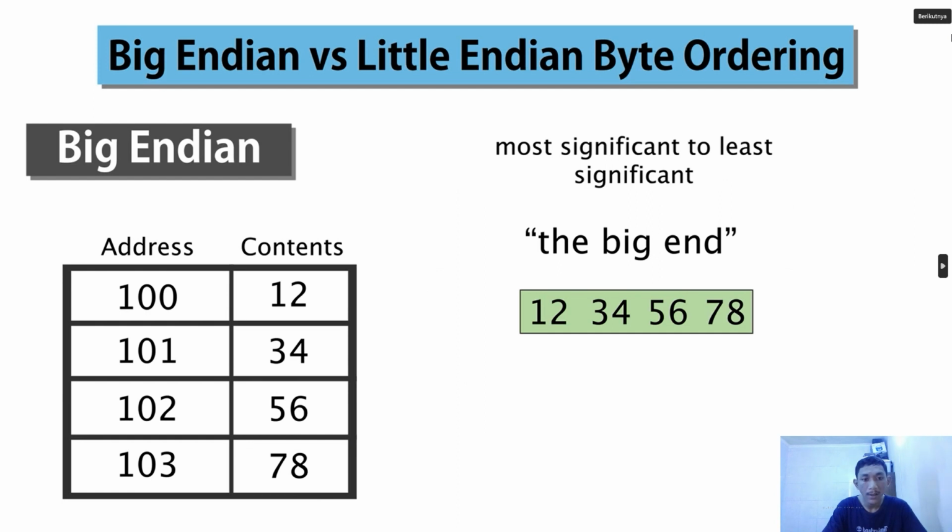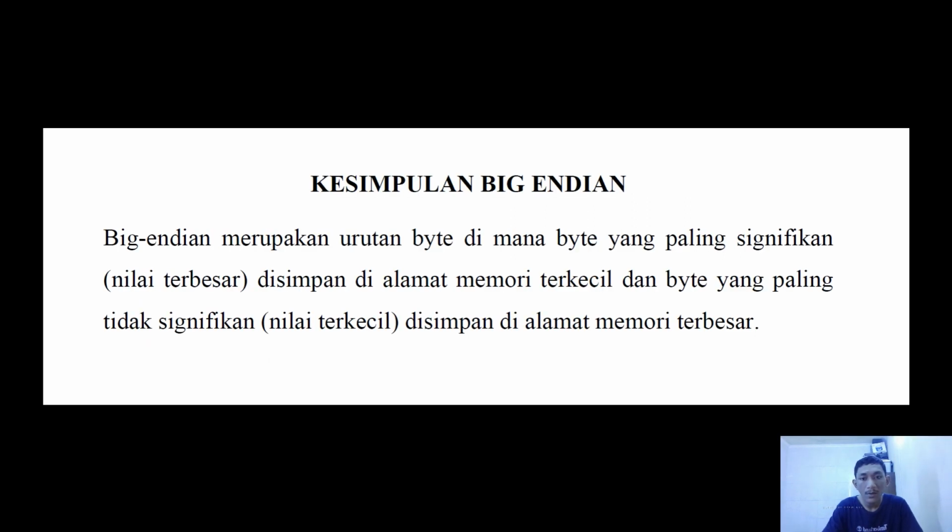Oke, jadi cara kerjanya seperti begini. Untuk Big Endian sendiri, nilai yang paling signifikan ditaruh pada address yang pertama, yaitu contoh addressnya adalah address 100, dan yang paling tidak signifikan yaitu address 103 dengan nilai 78. Oke, jadi itu Big Endian.